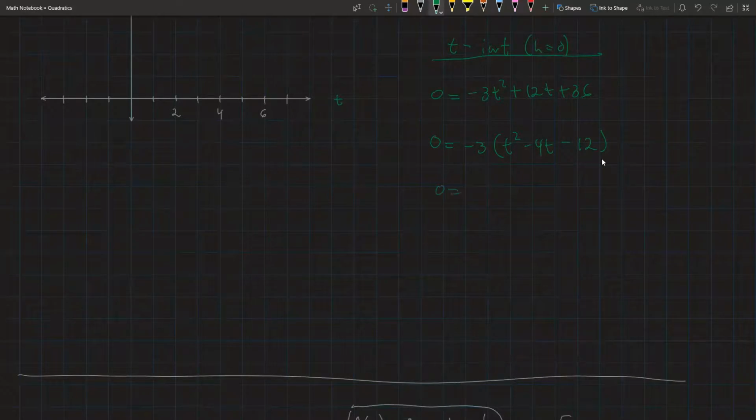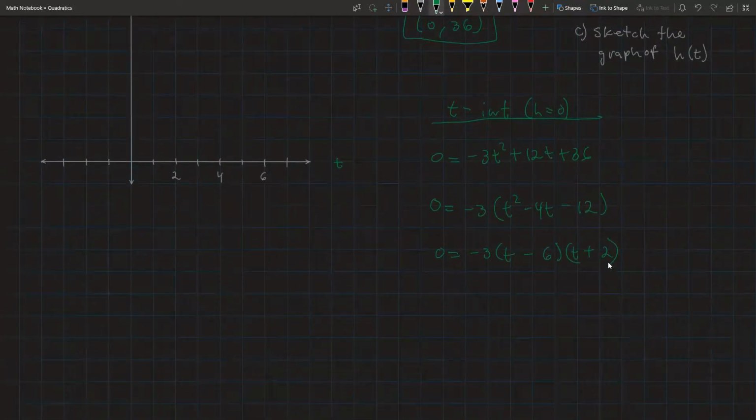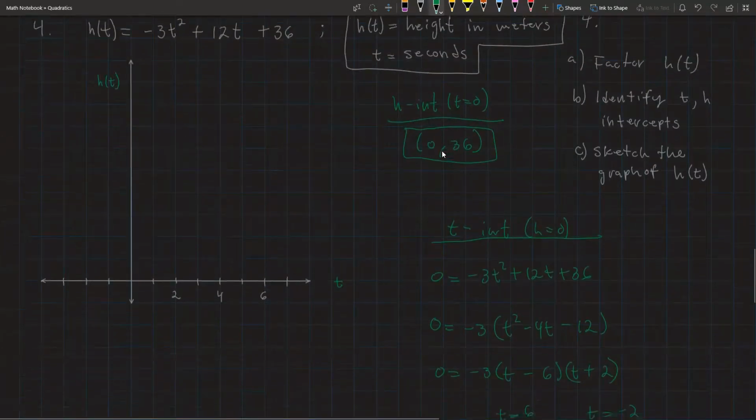So 0 equals negative 3 times something times something. We want a product and sum type of factoring idea. Two numbers that multiply to negative 12 but combine to negative 4. Some form of 6 and 2, it looks like. If we have negative 6 and positive 2. So that means that t equals 6. And the other option at t-intercept is negative 2. So we're going to write them as points (6, 0) and (negative 2, 0). And I think we already have the other intercept as (0, 36).